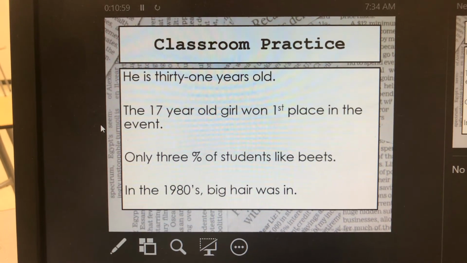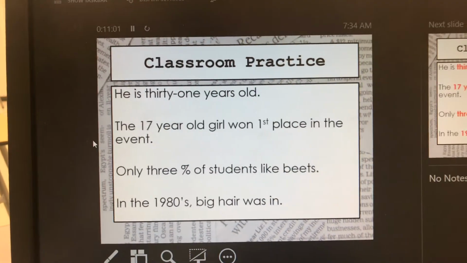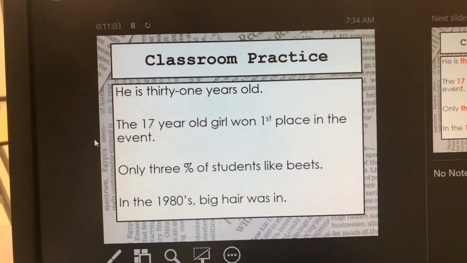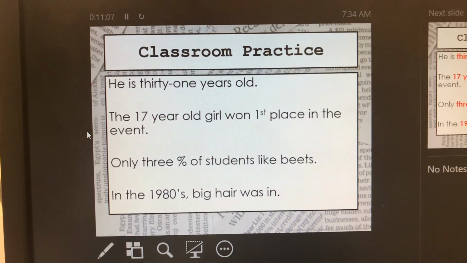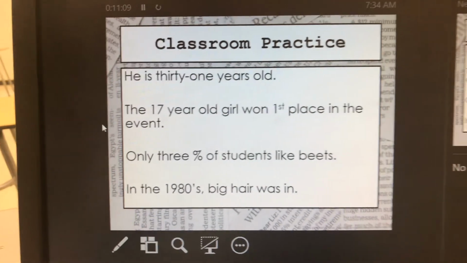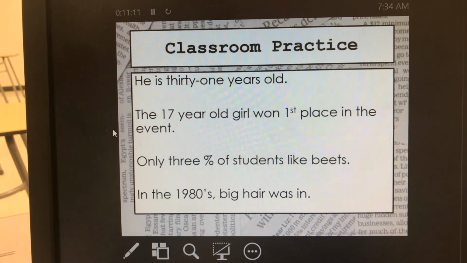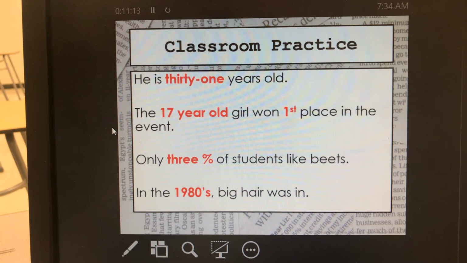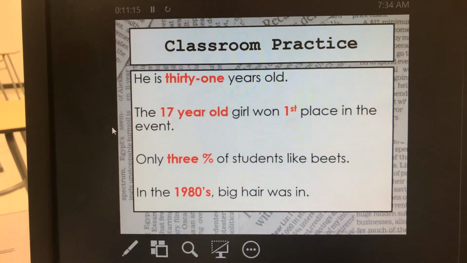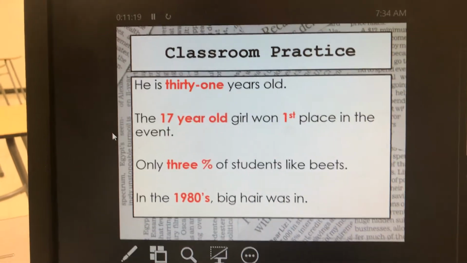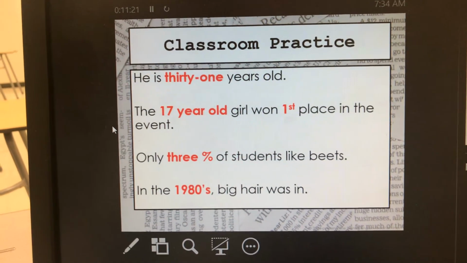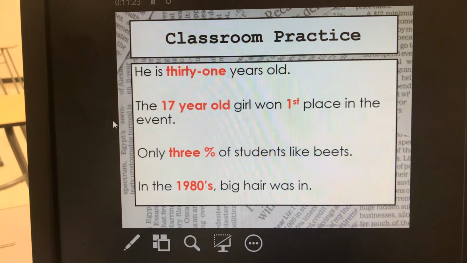Now, again, pause the video if you need a few more seconds. If you need 10 minutes to work through it and figure it out. But you got this. I believe in you. He is 31 years old, 17-year-old girl won first place. See, this one's kind of tricky. This one has 2 in it. 3% of students, and 1980s.